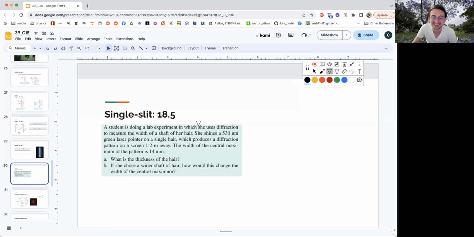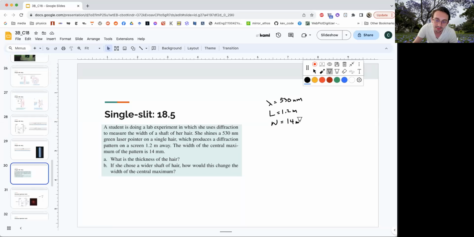A student is doing a lab experiment in which she uses diffraction to measure the width of a shaft of her hair. She shines a laser, so a green laser, so around 530 nanometers, on a single hair, which produces a diffraction pattern on a screen 1.2 meters away. So our L is 1.2 meters. And the width of the central maximum is 14 millimeters.